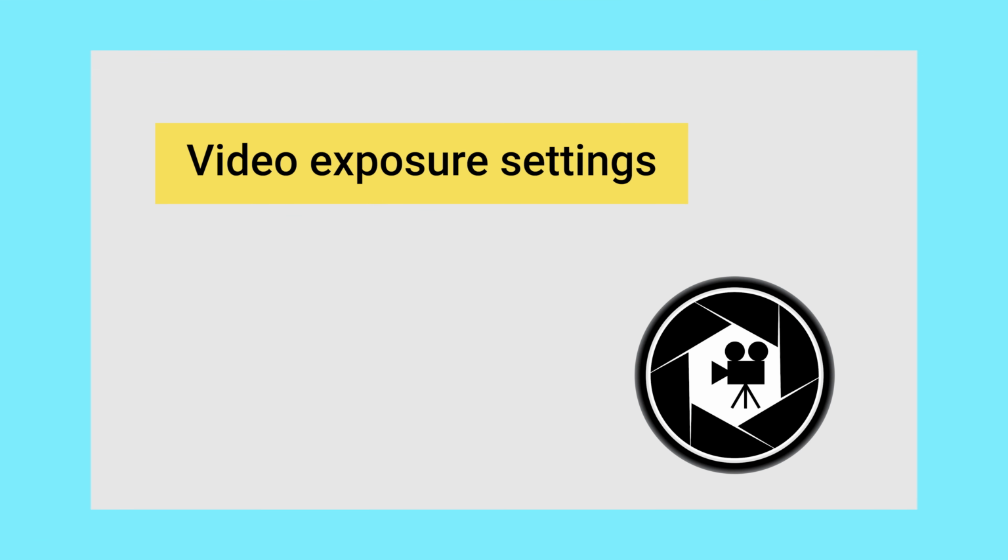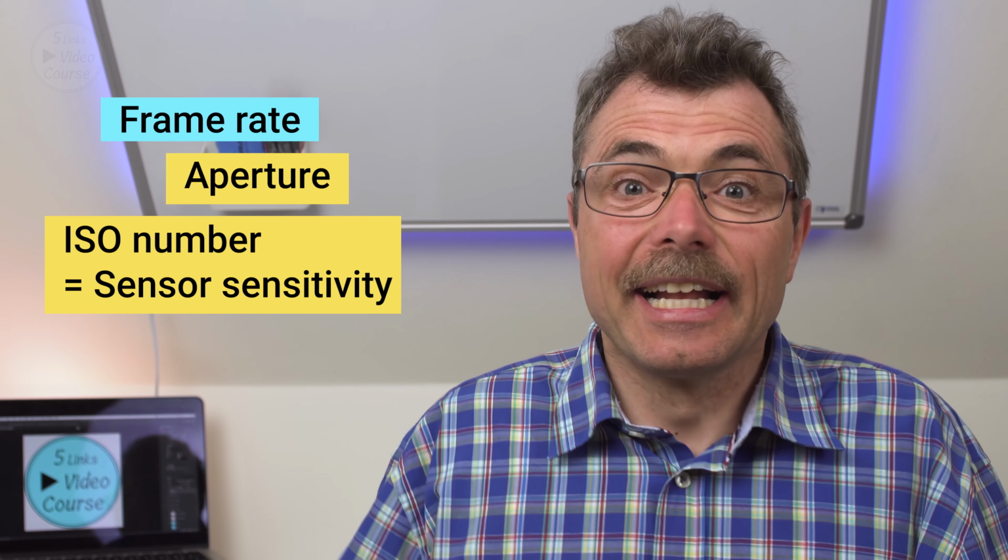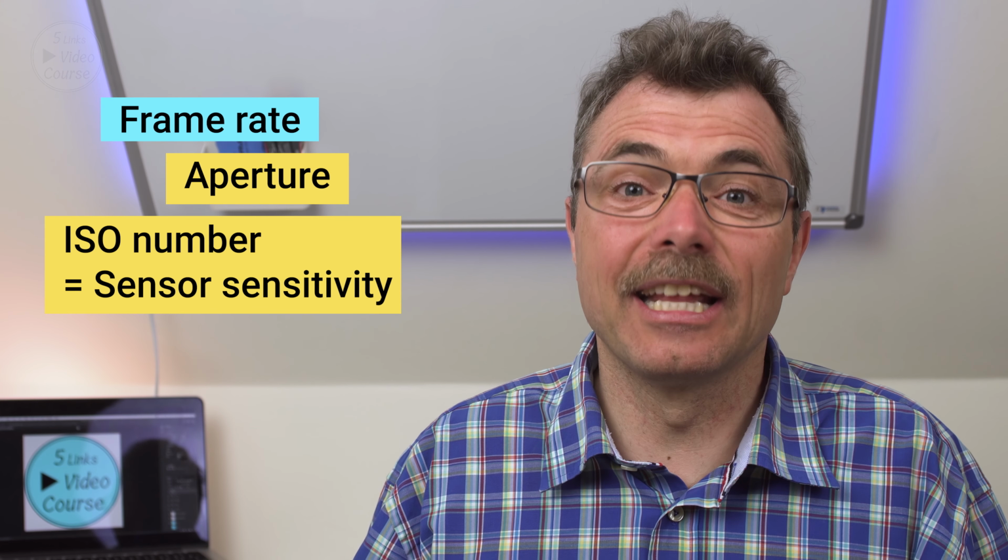Our topic today is also related to the camera settings. The topic is video exposure settings. Some videos which I let you watch previously already covered a little bit about these exposure related settings. That's frame rate, aperture or f-stop, and ISO. Now we want to go deeper into these manual camera settings.